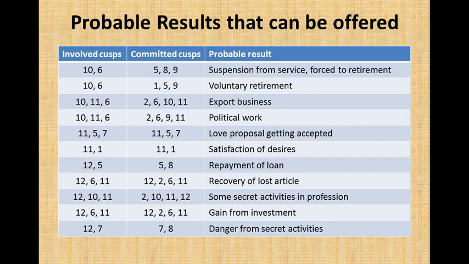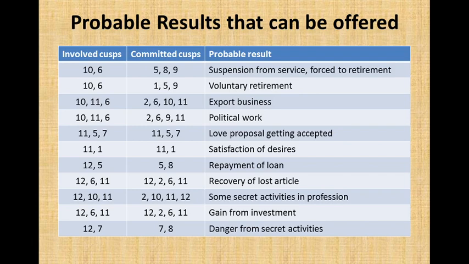Involvement of 10, 11, 6, and commitment with 2, 6, 10, 11, that's export business. Involvement of 10, 11, 6, and commitment with 2, 6, 9, 11, that's political work. Involvement of 11, 5, 7, and commitment with 5, 7, 11, that's love proposal getting accepted. Involvement of 11 and 1, and commitment with 11 and 1, that's satisfaction of desires.